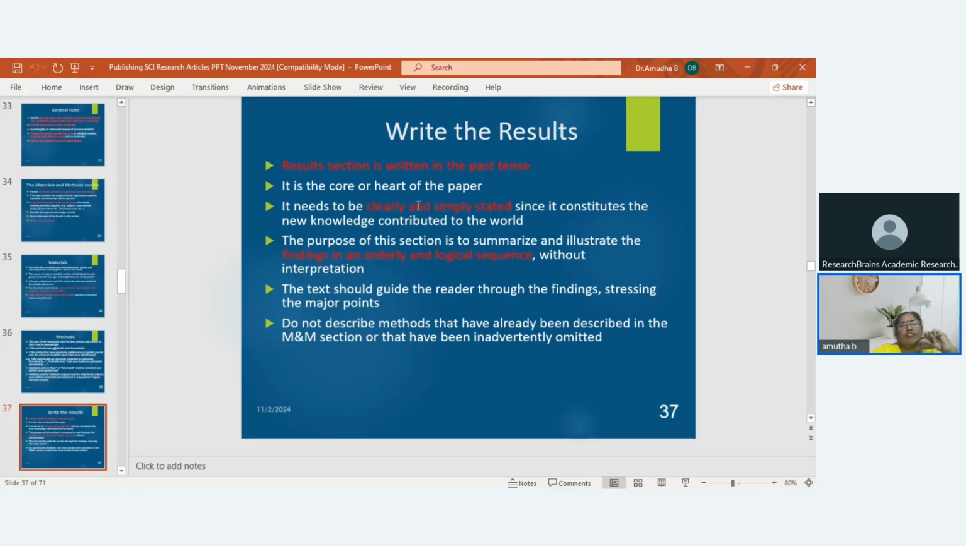It is the core and heart of the paper, because what you invented, what you investigated, what you identified after your experiment, what results you got, has to be clearly notified, and it must be written in that particular section. So it is very, very important. And in the result section, do not describe the methods. In the method section, do not write the results. In the result section, do not describe the methods.